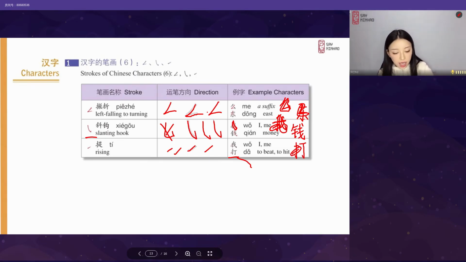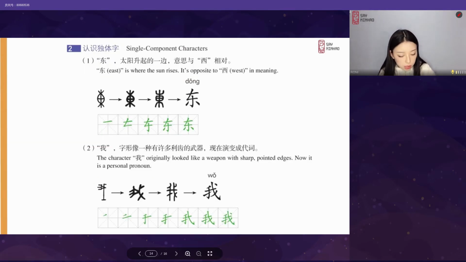Okay, let's write it again. First one is 撇折, left falling to turning, left falling to turning, 撇折. Next one is the slanting hook, 斜钩. And last one is 提, rising. Now let's move on to our single component characters.